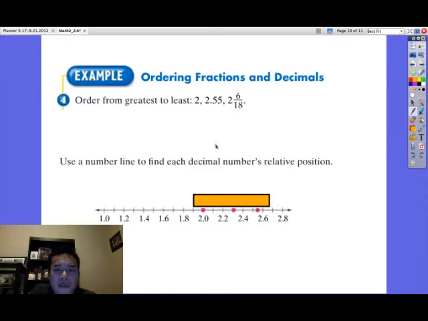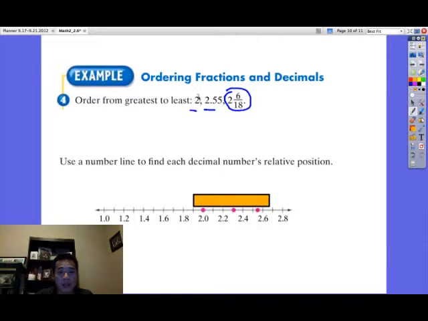Next, we're going to talk about ordering fractions and decimals. So ordering from greatest to least. You have 2, 2 and 5500ths, 2 and 6/18ths. So the easiest thing is to look at what you have right here. You have a whole number, an integer, you have a number and a decimal, and then you have a number with a fraction. You have two choices. You can convert everything into fractions, or you can convert everything into decimals. I personally like to convert all my fractions to decimals before I start comparing.